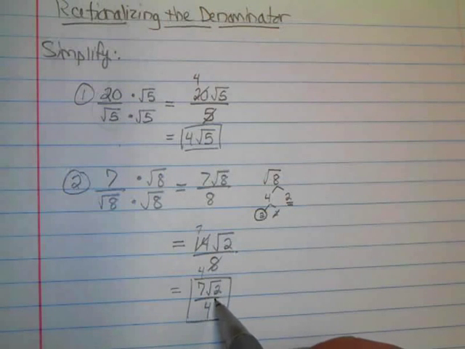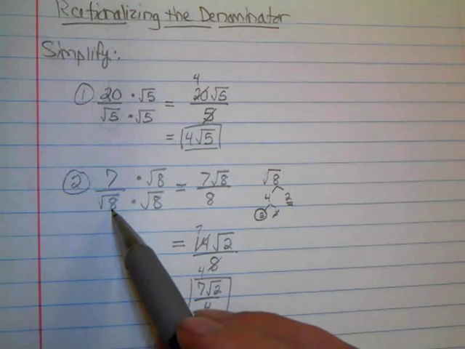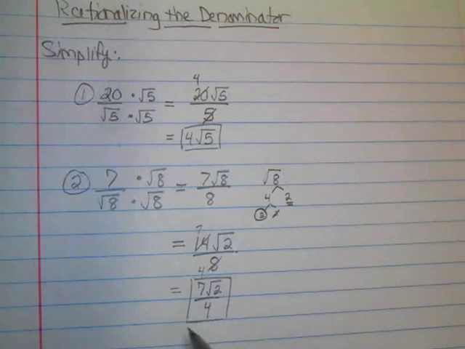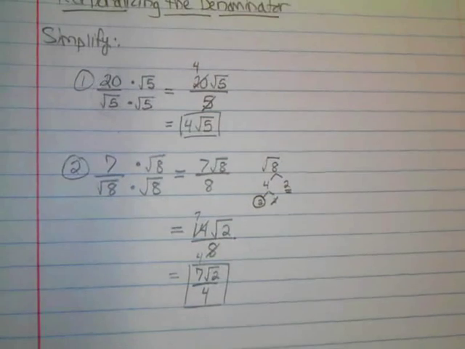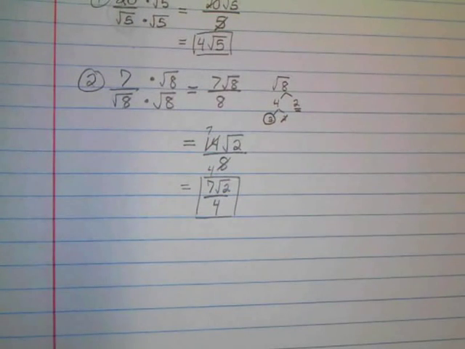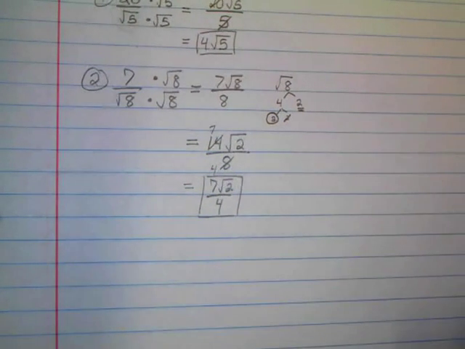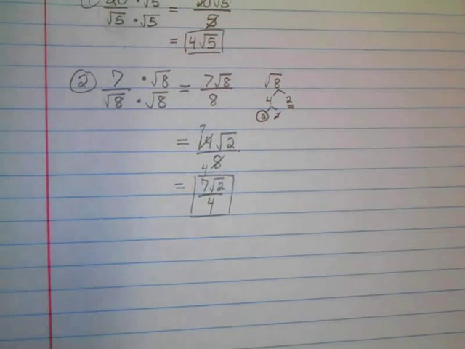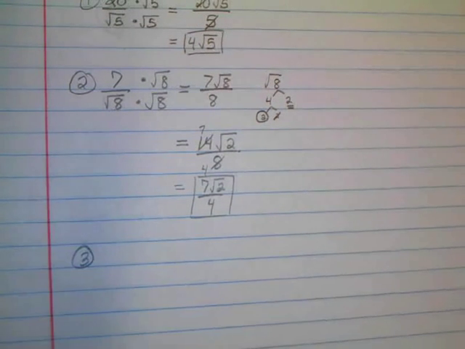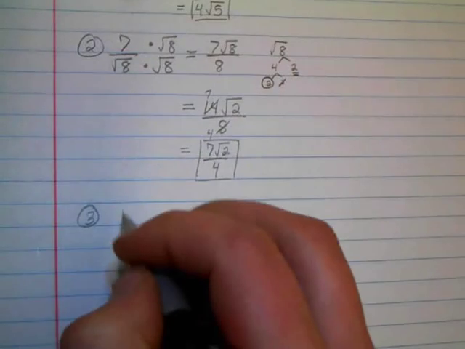Now you might be wondering, is it okay to have a square root in the numerator? And the answer is yes. No square roots in the denominator, but square roots in the numerator are considered to be fine. In fact, there's no way you can get rid of it in both places. Okay? All right. Let's look at one more example.